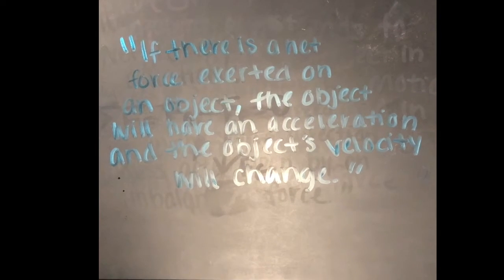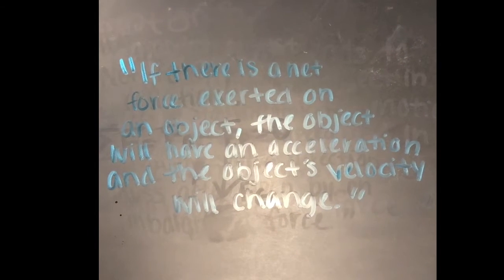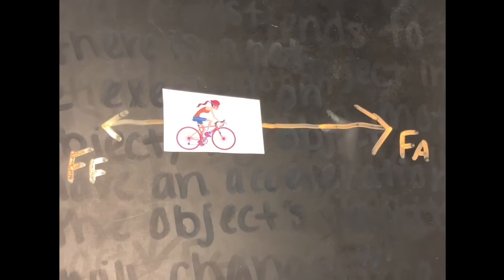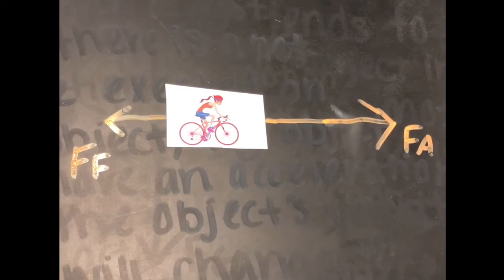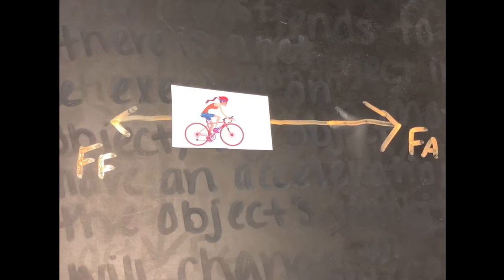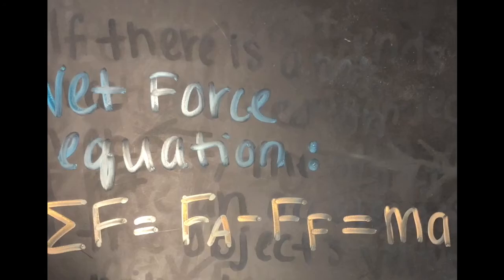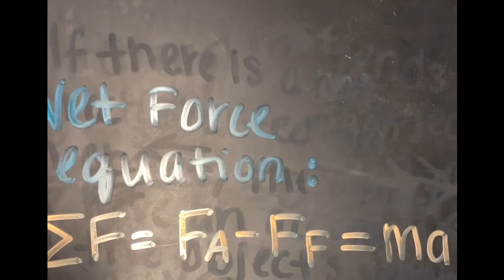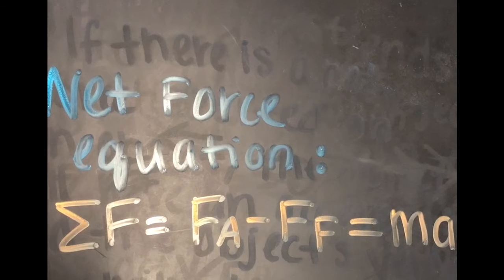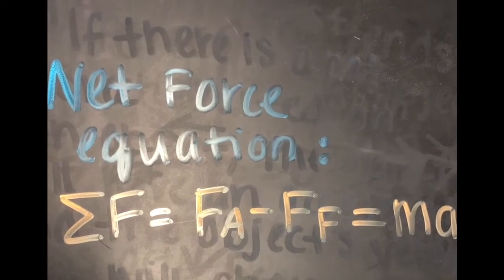If there is a net force exerted on an object, the object will have an acceleration and the object's velocity will change. An example of this would be that a bicycle is able to accelerate because the applied force is greater than the frictional force, which causes the forces to be unbalanced. The net force equation states that if the applied force is greater than the frictional force, then the forces are unbalanced.